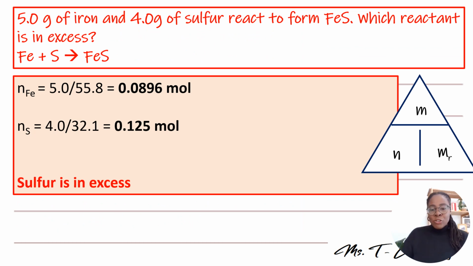So first, which reactant is in excess? Well, we'll just calculate the moles for each as mass over Mr. It's a 1-to-1 ratio, so the sulfur, as the larger number of moles, is clearly in excess.